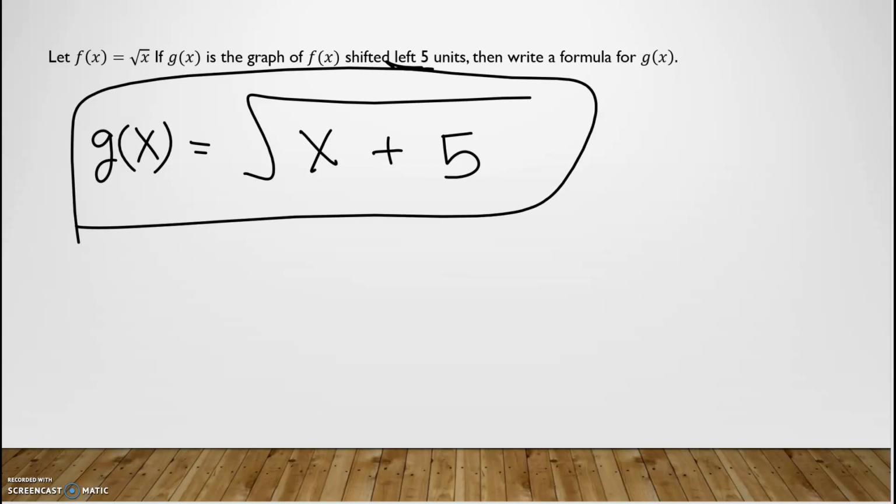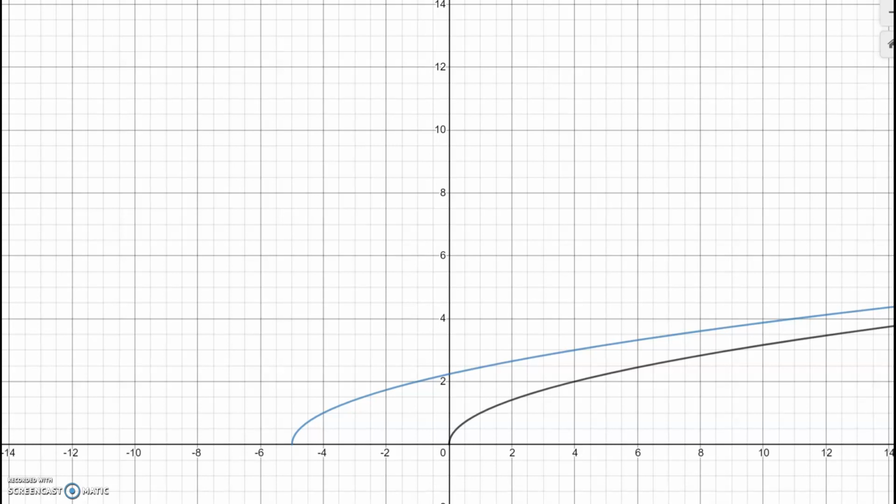And that is going to be your formula for horizontal shift going to the left 5 units for the square root of x. The original function is this black function here. Notice how it's starting at 0 and then going towards the positive x values. Now notice the blue function here, that's the square root of x plus 5. Now notice it has scooted to the left 5 units. So it's starting at -5 and then going towards the positive x values.